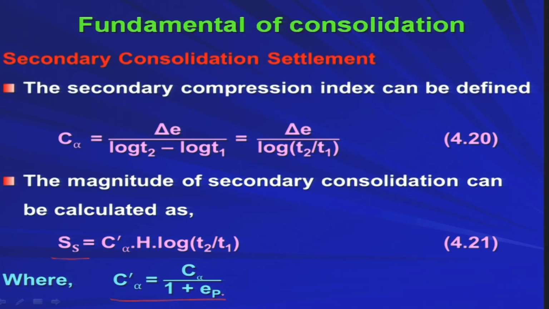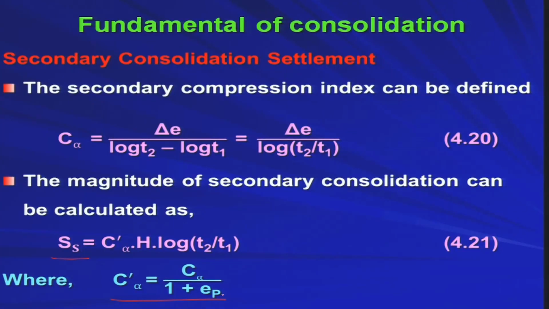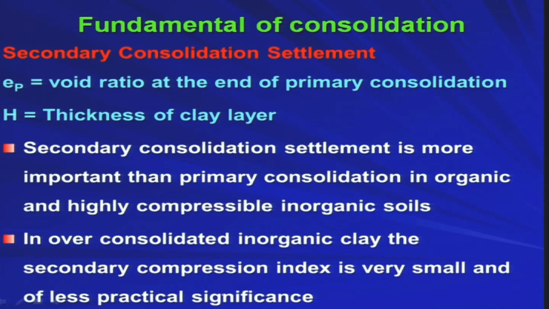Okay. So, the expression for the settlement will remain the same, whatever we have discussed, right, H into delta e by 1 plus e naught. e naught is the initial void ratio. In case of secondary consolidation, what is the initial void ratio? That is the final void ratio of the primary consolidation, because once you cross the primary consolidation, then only you will be entering the secondary consolidation part. The final void ratio of the primary consolidation will be the initial void ratio of the secondary consolidation. So, here in this expression ep is the void ratio at the end of primary consolidation and capital H is the thickness of clay layer.